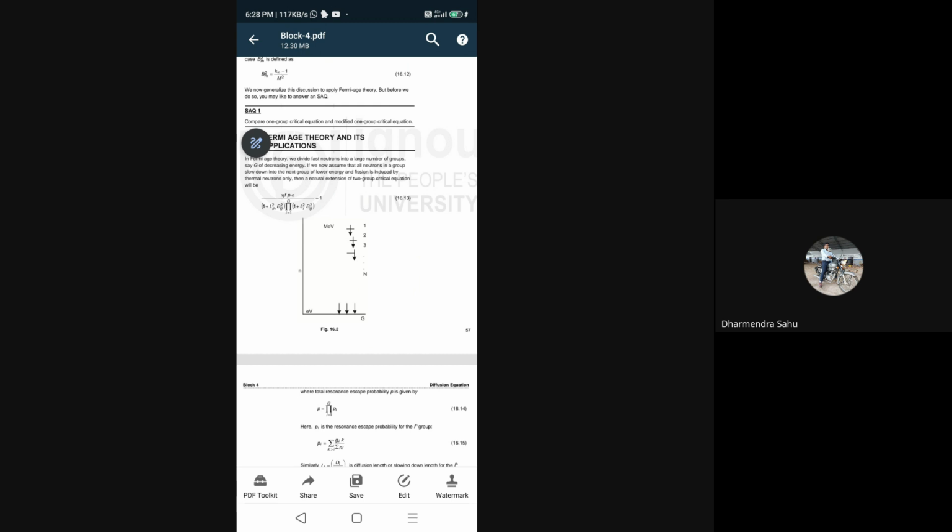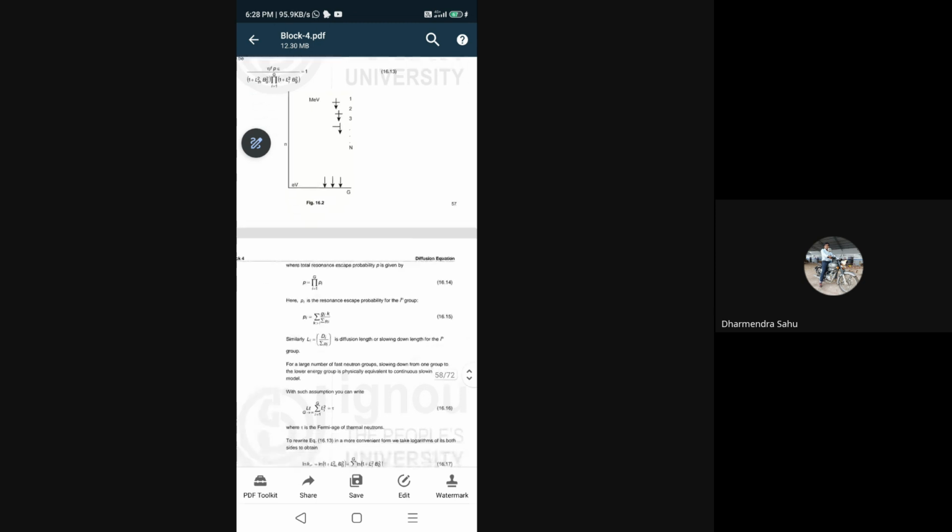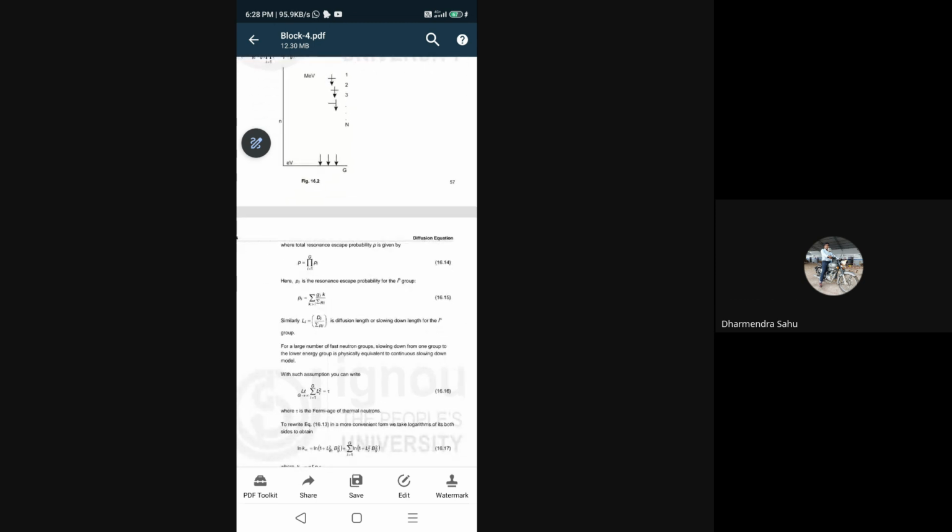Here the total resonance escape probability P is given by P is equal to the product from i to G of Pi, where Pi is the resonance escape probability for the ith group, and your Pi is equal to the summation over k greater than i of Gik sigma Ri. Similarly, Li is equal to Di by sigma Ri, the diffusion length or slowing down length for the ith group.